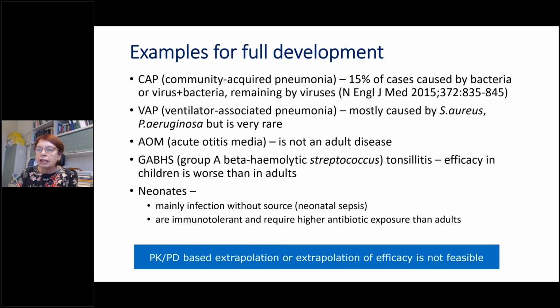Acute otitis media, as Rodi mentioned, is not an adult disease, it's a pediatric disease. Or group A beta hemolytic streptococcal tonsillitis, which is sometimes a self-limiting disease, or does not require antibiotics, but studies have very clearly shown that the effect of antibiotics is worse in children than it is in adults. And it's probably not that difficult a disease to study, because it's quite common.